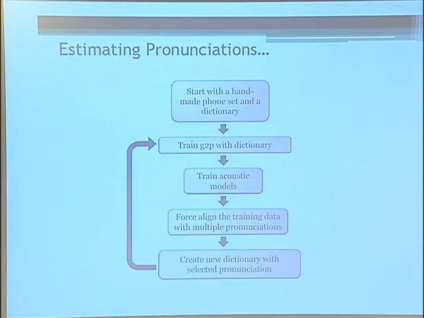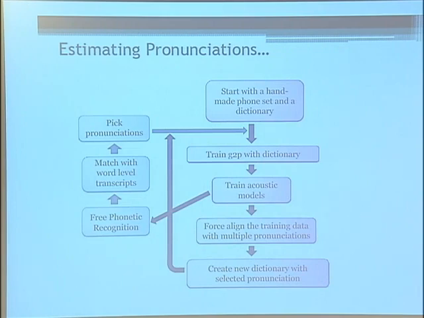So the whole process of iterative training here is that we start with a handmade dictionary, which is potentially very small, train a grapheme to phoneme model, generate some pronunciations first, train an acoustic model, then force align using multiple pronunciations, create a new dictionary with the selected pronunciations, and reiterate your training process.